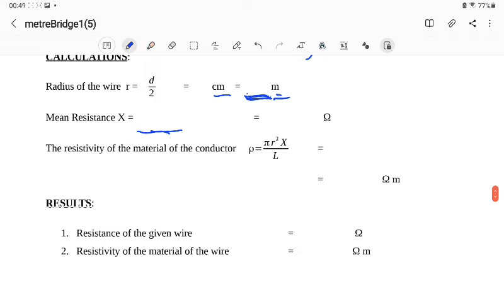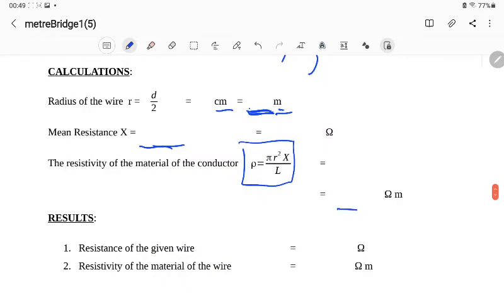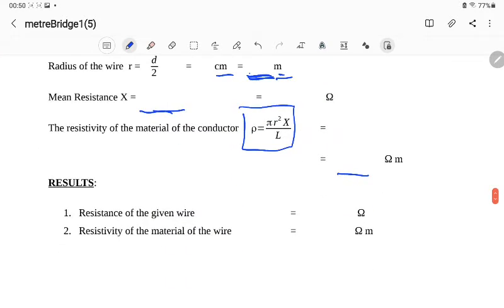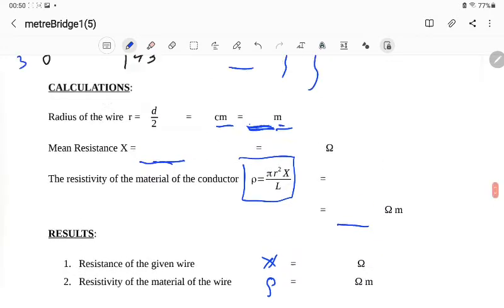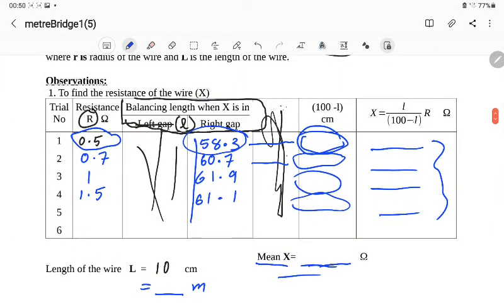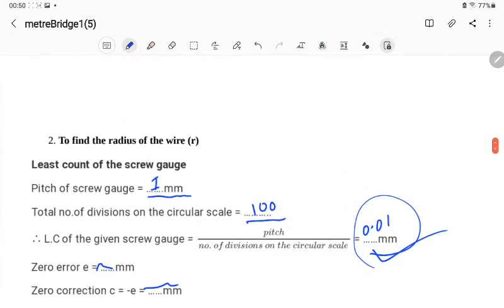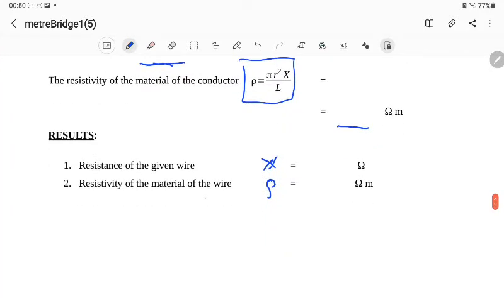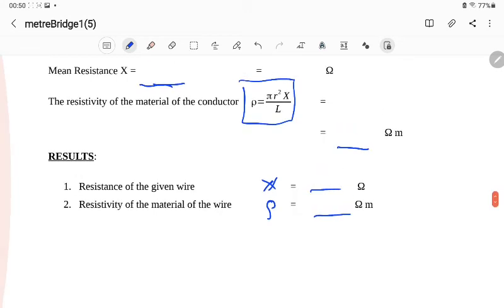Now after that, the resistivity of the metal of the conductor, using this formula you can find the resistivity. So after finding the resistivity, the resistance of the wire is x, and the resistivity of the wire is rho. Resistance of the wire, so mean x right here, and the resistivity of the wire is this one. So now this is the result.